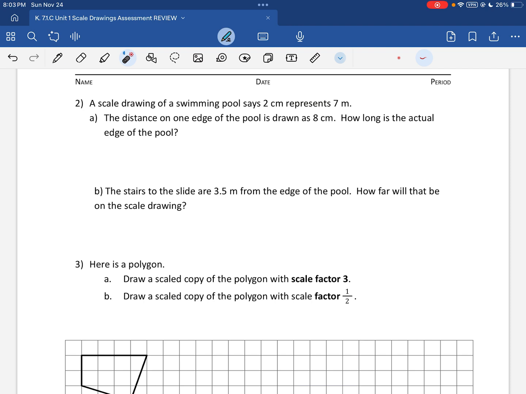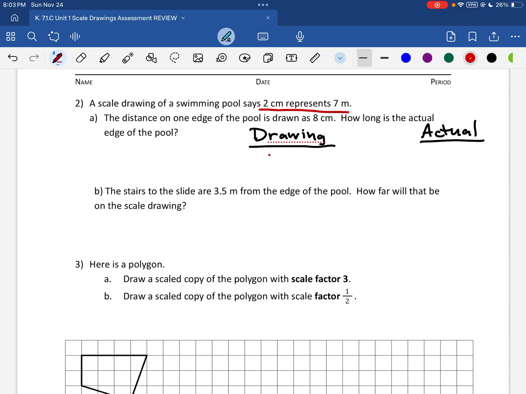For all of these types of problems, I encourage you to organize your information in a specific way. So I'm going to do that right now. We had a column where we would write the drawing, all of the measurements we found in the drawing, and a column where we would relate it to all of the measurements in the actual figures. And I always like to start with the scale. So again, our scale says 2 centimeters represents 7 meters. Here's some things to keep in mind. In the drawing, I'm measuring in centimeters. In the actual real world, everything is going to be measured as meters.